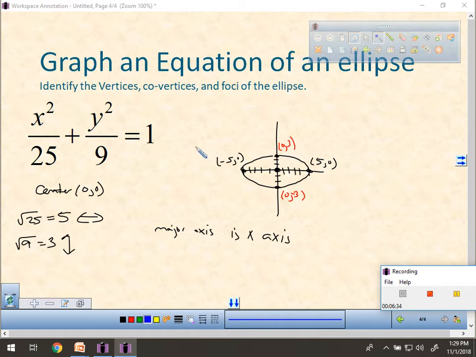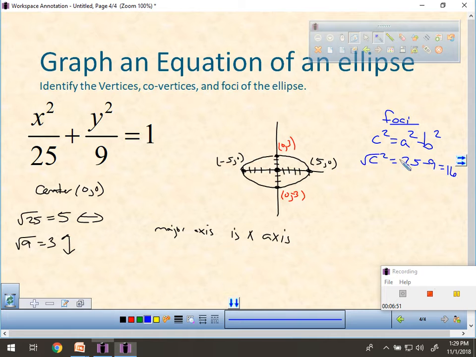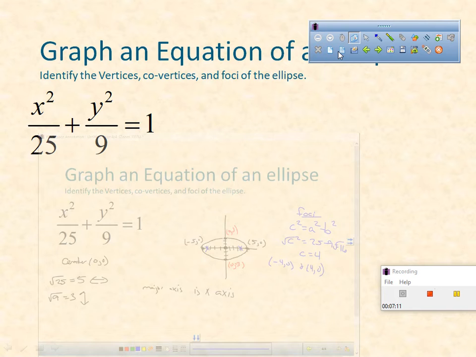Alright, once you know where your major axis is, then we can figure out where my foci are. So for my foci, I'm going to use the formula c squared is equal to a squared minus b squared. So I would use 25 minus 9, that would be 16, and then the square root of that would be 4. So on my major axis, I would go left and right 4. So I would go left 4 and right 4, and that's where my 2 foci would be, at the points negative 4, 0, and at 4, 0. And that would be my answer for that problem.